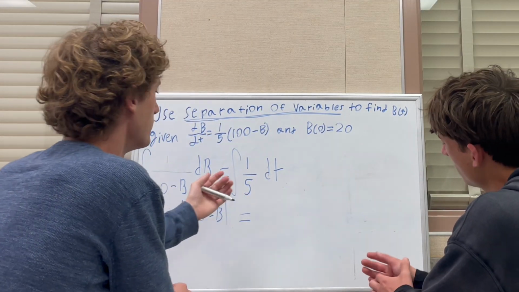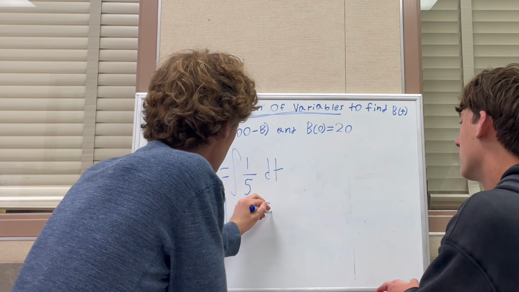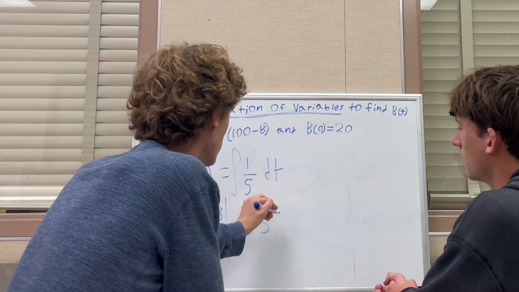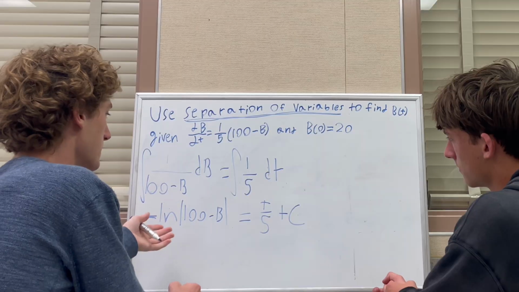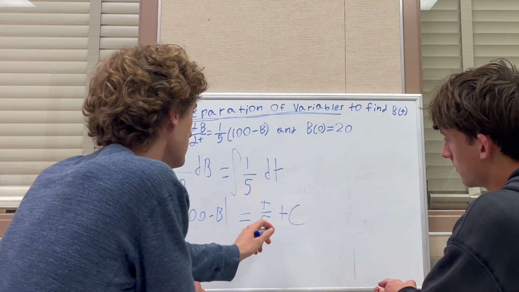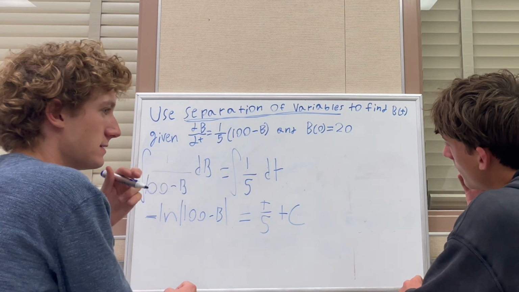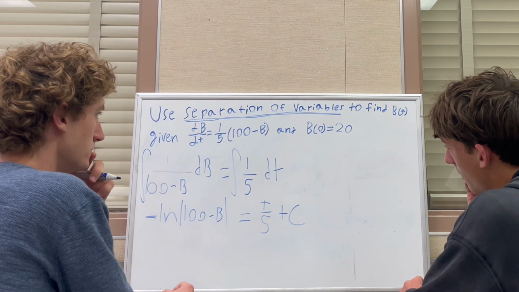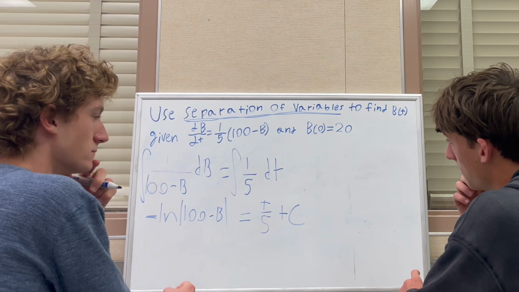Equals, what would this be? 1/5 is just a constant, so it'd just be t over 5. Yeah, t over 5, and then that's where we include the plus c. That makes sense. And so right now, we are looking at an indefinite integral as it has a plus c. What was given to us in the very beginning that we can now use to find that c value? So we know that when t equals 0, b is 20.